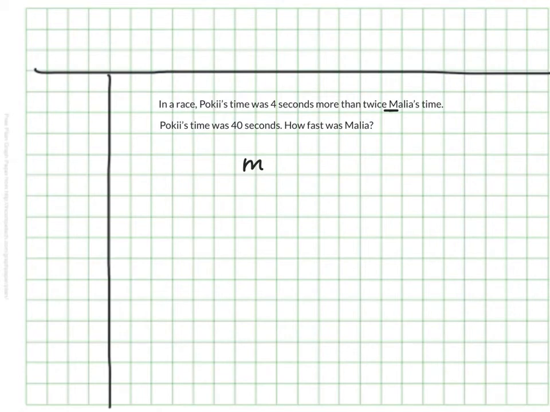So I'm going to start off by saying, well, we know he went twice Malia's time. He took twice as long as Malia. That's our times 2. But then it was 4 seconds more than that, so we have to add 4 seconds to that. And Poki's time was 40 seconds. So this is an equation that we can use to solve this. We'd have to do twice Malia's time plus 4 more seconds, and that would be equal to 40 seconds.